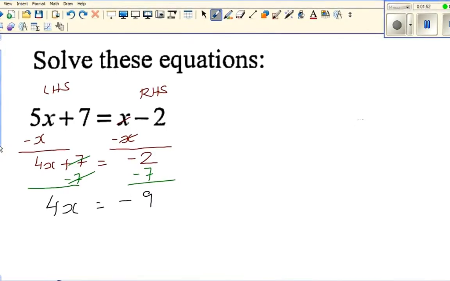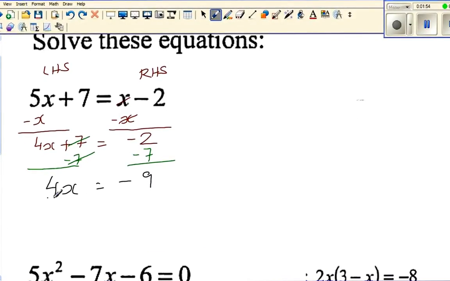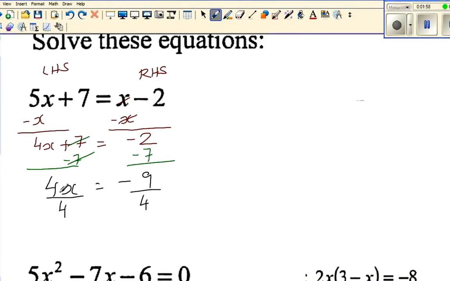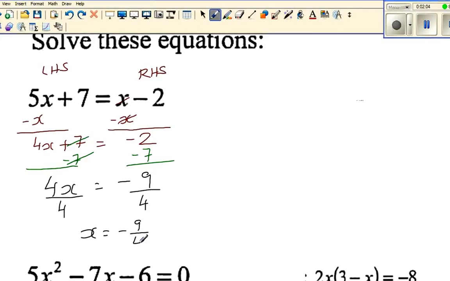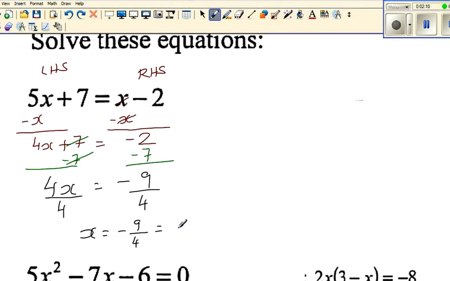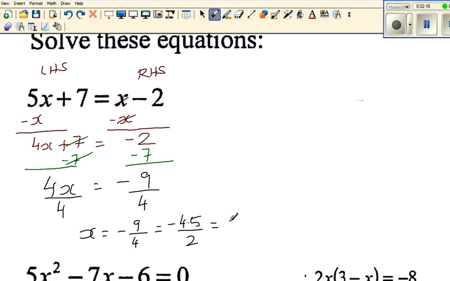So you divide both sides by 4. You may ask, why did I divide by 4? Because x is multiplied by 4. So x is minus 9 over 4. Okay, this is right. Or if you want to simplify this as a decimal, this is minus 4.5 over 2, which is minus 2.25. Okay, and that's your answer.